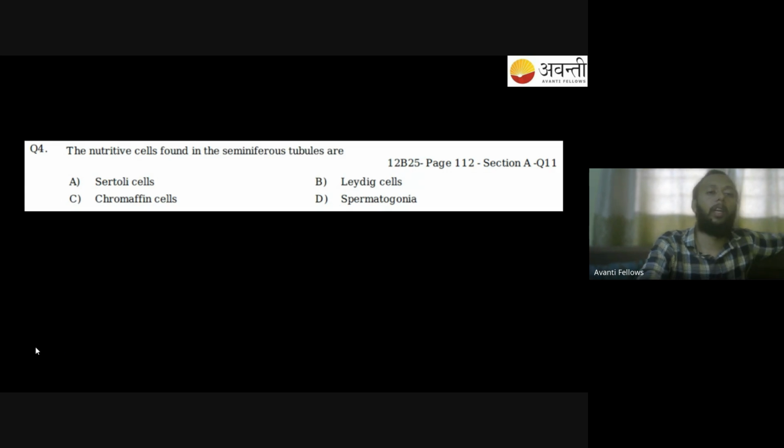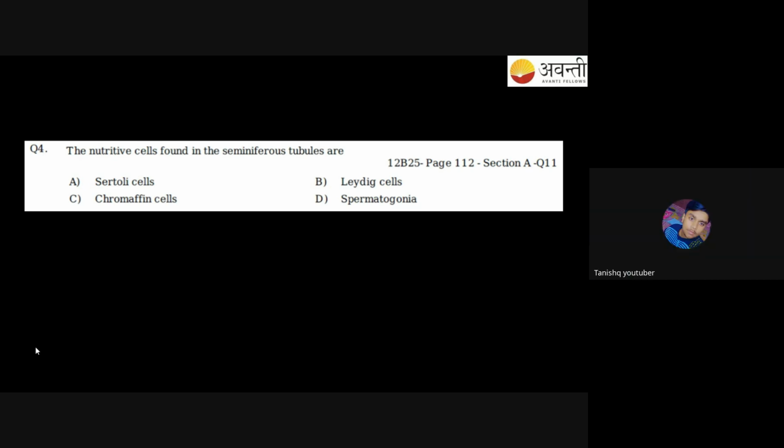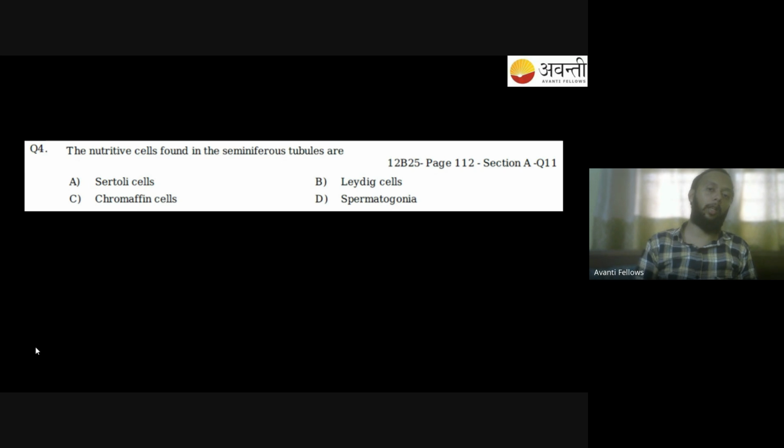The nutritive cell found in a seminiferous tubule. Again, people have to raise their hand to answer this. बताइए तनिष, क्या होगा इसका आंसर? Sertoli cell. Right. Sertoli cells will be the correct answer, and those cells play the role in nourishment of the sperm.